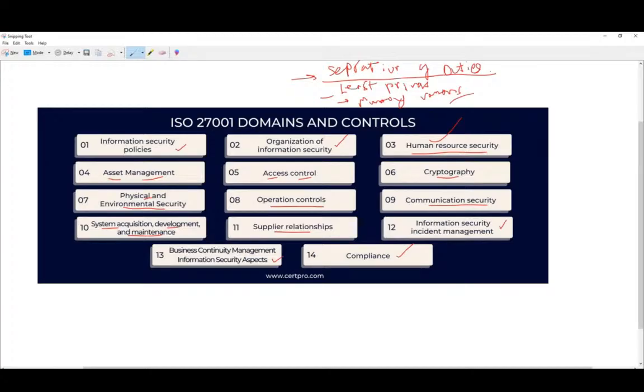The third thing is mandatory vacations. Mandatory vacations, what does it mean?